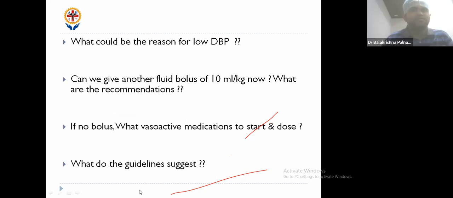So what is a normal diastolic blood pressure for anyone? What is a minimal diastolic blood pressure? The minimal diastolic blood pressure we should at least maintain is 25 mm of Hg. So what could be the reason for this low diastolic blood pressure in this particular child? Anybody wants to answer?